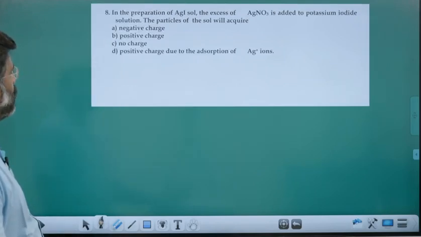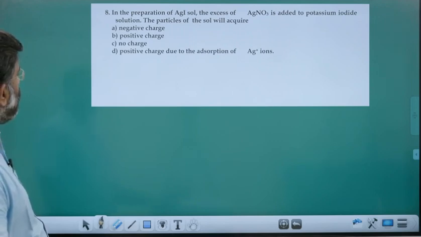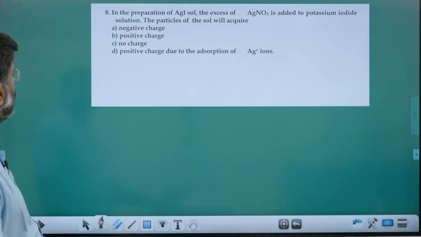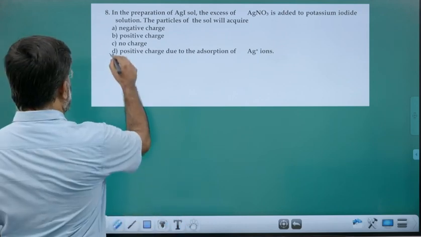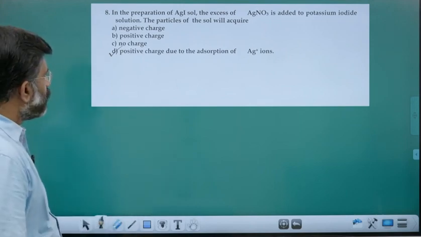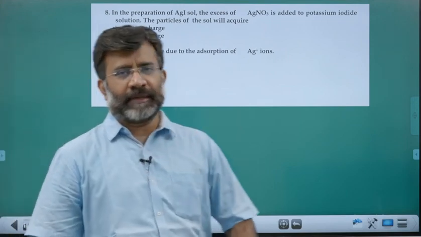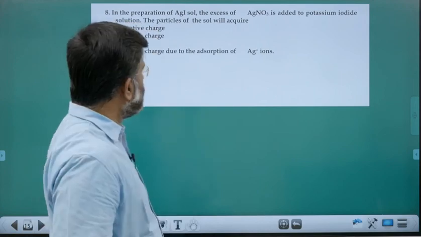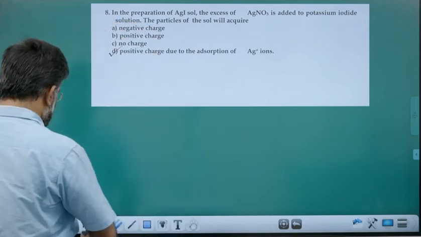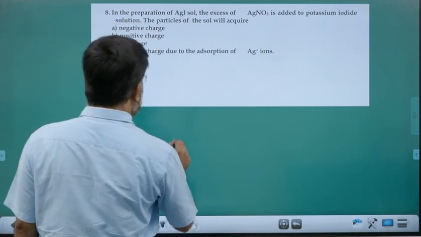In the preparation of AgI sol, the excess of AgNO3 is added to potassium iodide solution. Particles of the sol will acquire positive charge. Option B, or to be precise option D, positive charge due to the adsorption of Ag+ ions. You see how the reaction can be understood?